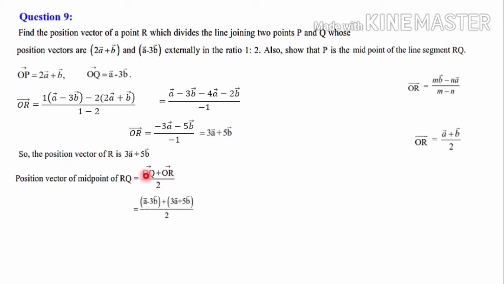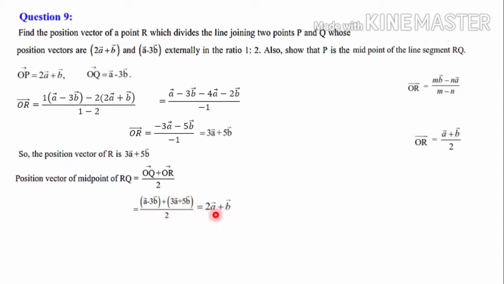And position vector of Q, we know that it is a minus 3b. It is substituted, plus position vector of R we have calculated, 3a plus 5b, divided by 2. That is equal to, after doing calculation, we will get it as 2a plus b. Here a and 3a, that is 4 into vector a, and here minus 3b plus 5b, that is plus 2 into vector b will come. Then 2 is common for both numerator and denominator. After cancelling 2, we will get 2 into vector a plus vector b.